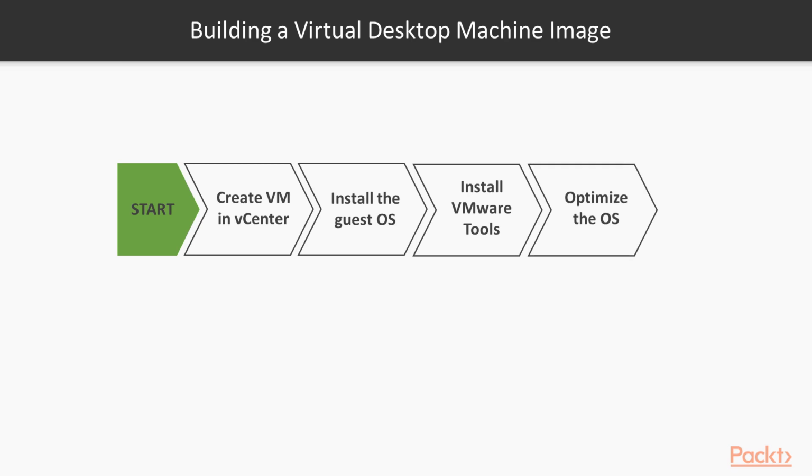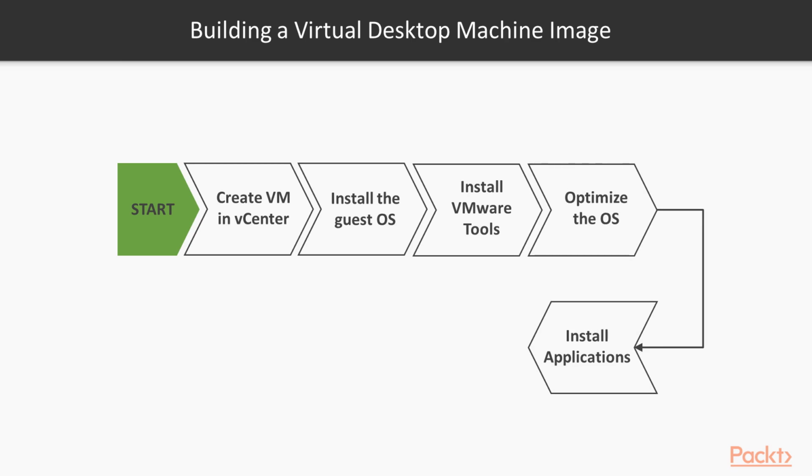Next we're going to optimize the image for VDI. Now that we have an optimized operating system, you can now install any applications that are going to be part of the base image. These will be applications that all users are entitled to, such as a PDF reader for example. The final component to install is the Horizon agent, which allows the virtual desktop machine to communicate with the connection server.